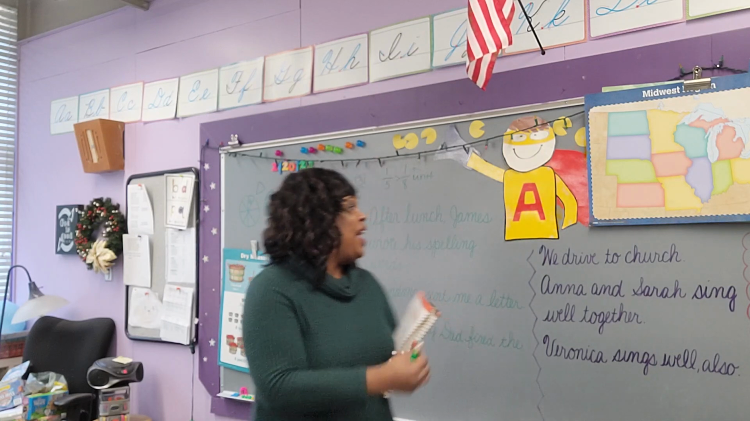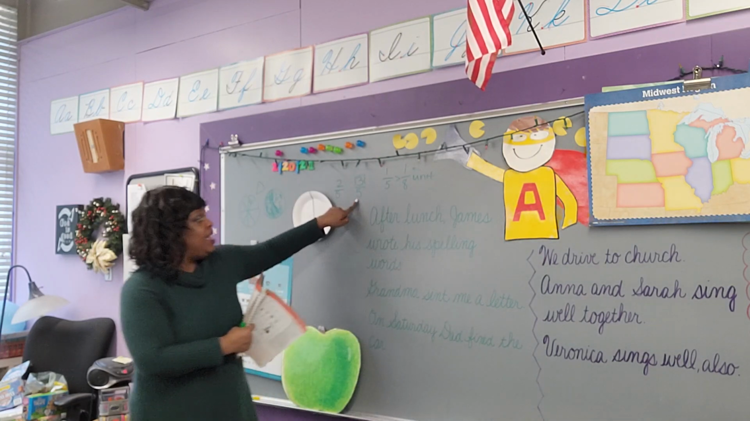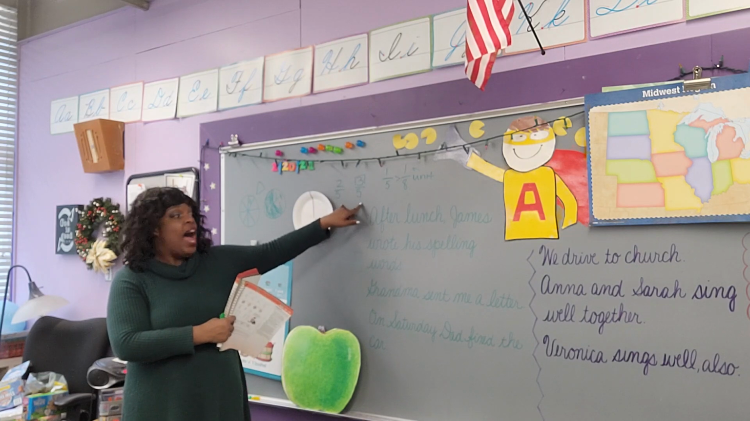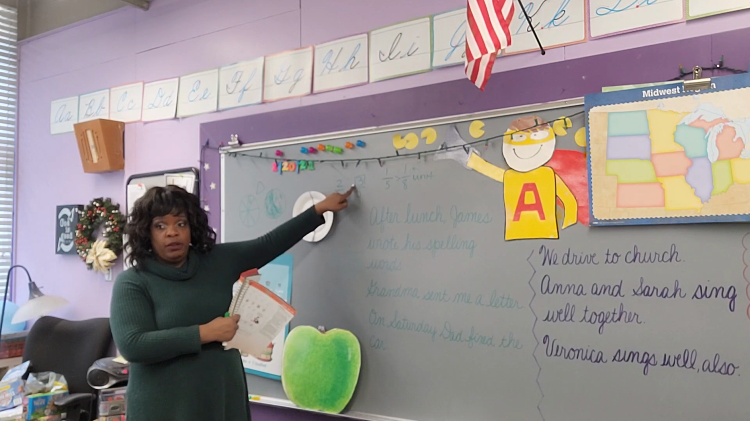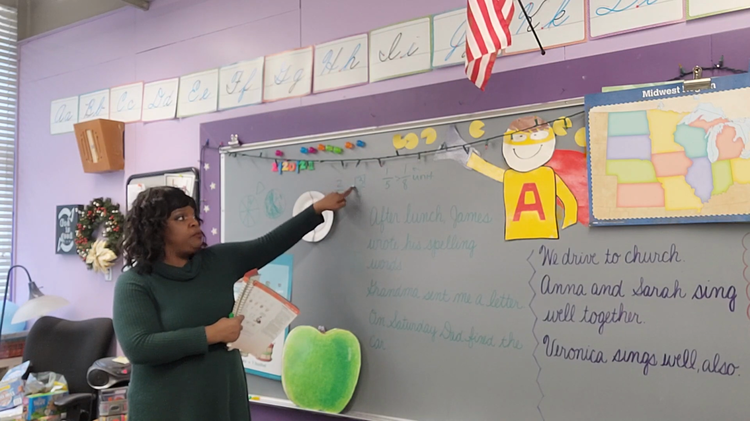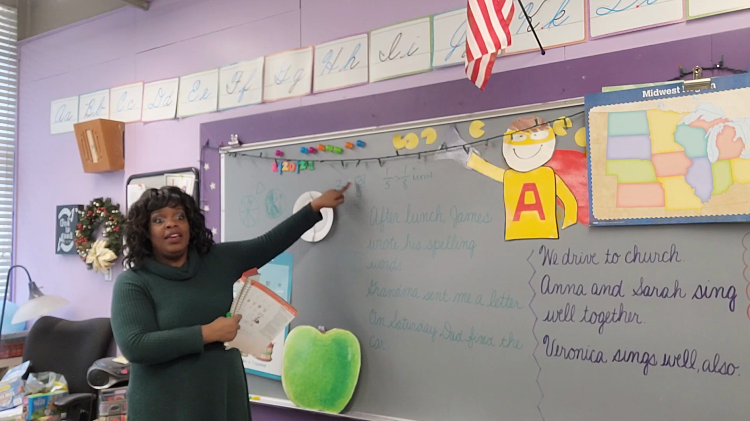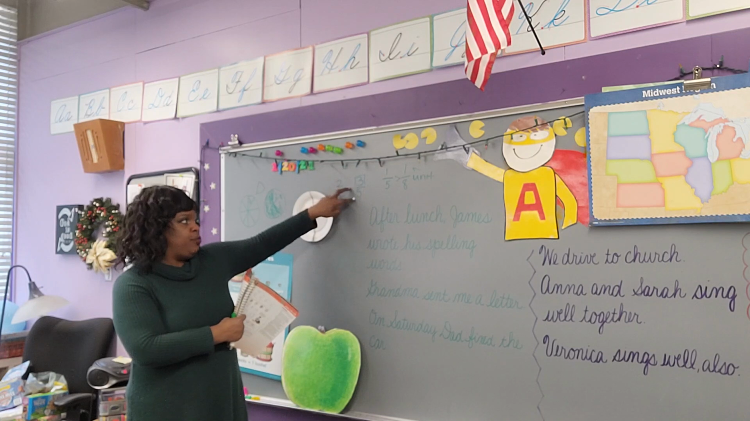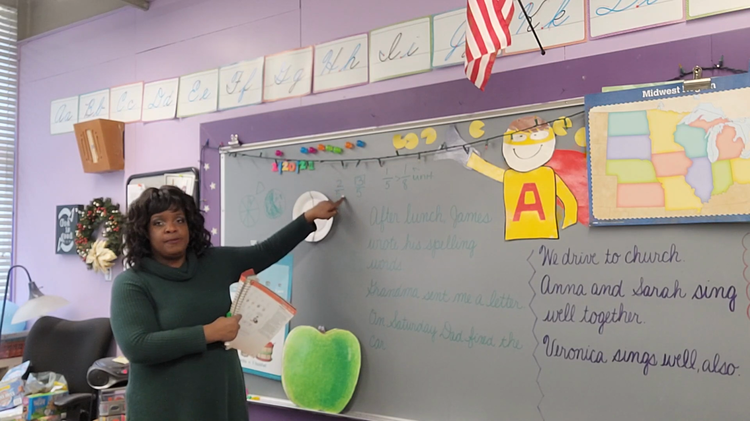So when my denominator is the same, I have to look at my numerator. If my numerator is bigger, then guess what? This is the bigger amount, okay? Because 3/5 is bigger than 2/5.